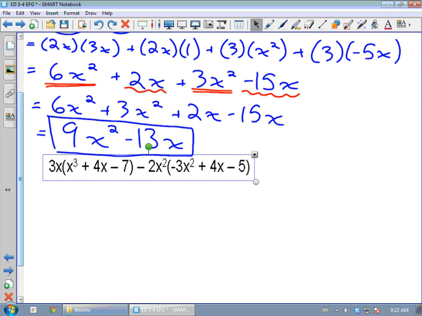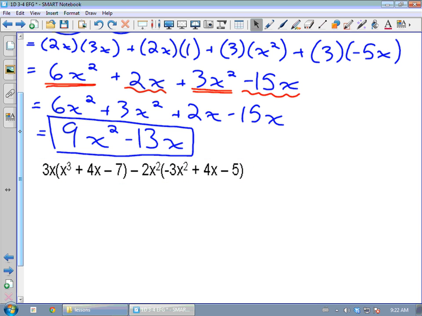Okay. Our last example here. This one's a little trickier because inside our two sets of brackets, we have two trinomials with 3 terms, but we want to do this the same way. We're going to first expand, and then we're going to simplify by collecting those like terms.